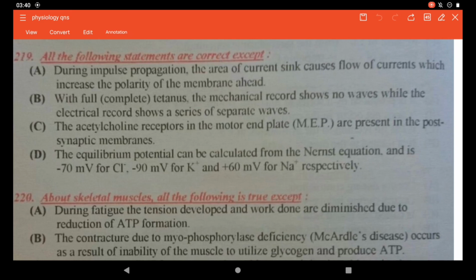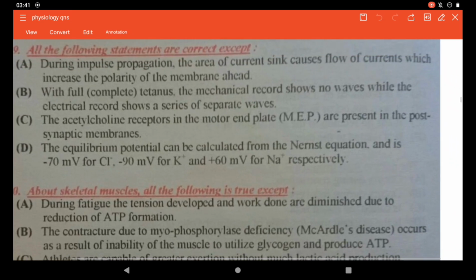But here they are saying increase in polarity. Increase in polarity happens when we do repolarization, where the membrane gains its polarity, or hyperpolarization. The rest are correct concerning nerves. So the answer here is A. The others are all correct except A.